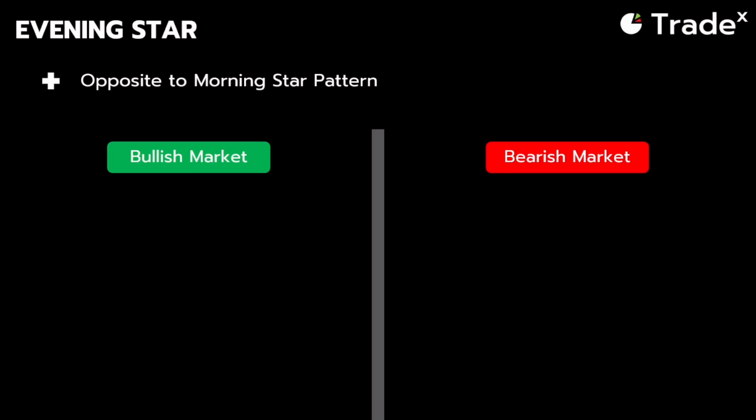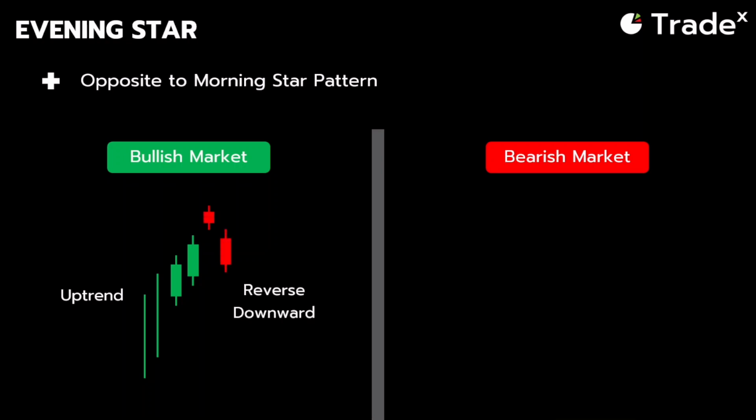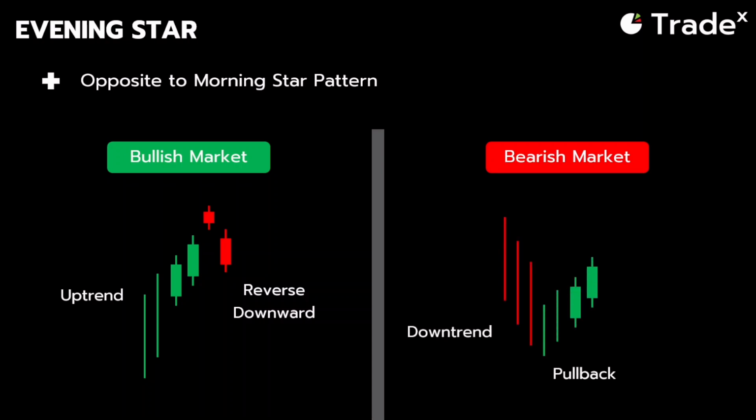Similar to the morning star, the evening star can be used to identify both trend reversal and trend continuation scenarios. In an uptrend, the evening star appears after a period of rising prices, signaling a potential reversal. The price initially rises, but once the evening star pattern forms, it indicates a shift in momentum and a possible decline. Conversely, in a downtrend, the evening star can signal a brief pullback before the trend resumes. The price falls, experiences a short-term upward correction, and then continues its downward trajectory, with the evening star confirming the persistence of the bearish trend.